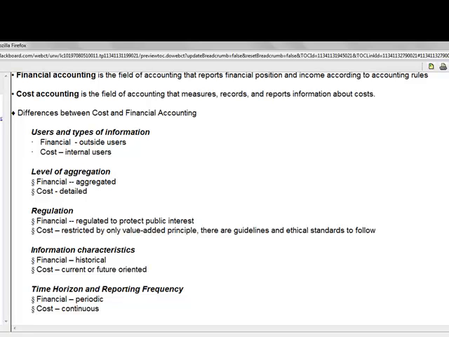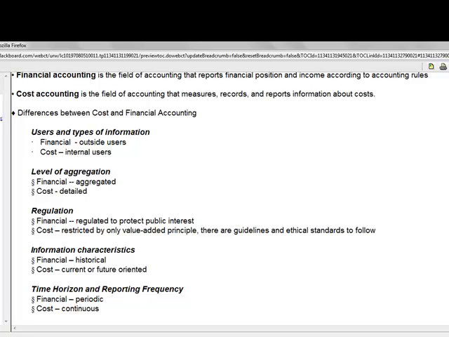You don't want the consumer necessarily to know exactly what it costs you to make that product they're buying from you. Then they'll start questioning why there's such a markup on the price they're paying. You don't want your competitors knowing about this cost information. That way they start negotiating with the suppliers to try to get the deals that you're getting. You just don't want this information necessarily to get out to the outside world. So it's for internal users.